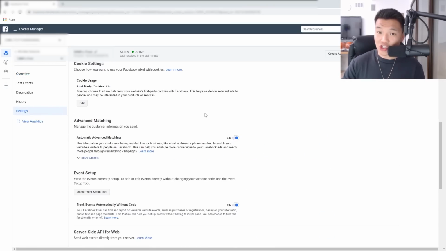Now I'm going to scroll to the bottom of settings and you'll see here Automatic Advanced Matching. All you have to do is press the on button and bam, Automatic Advanced Matching is turned on. Check mark. That is a great use of Power 5. If you are not doing this right now, it's something that you should do as soon as possible in order to boost the performance of your Facebook ads. But let's go on to number 2.